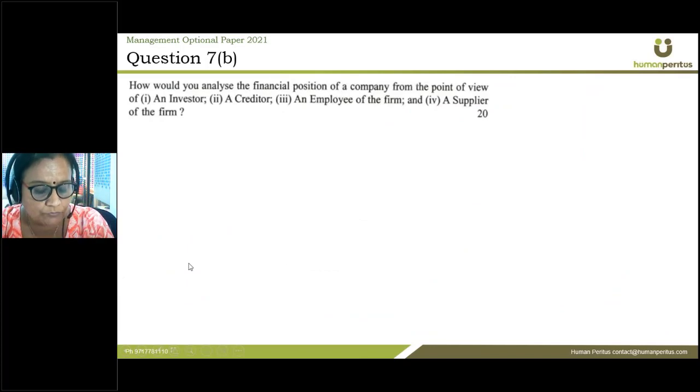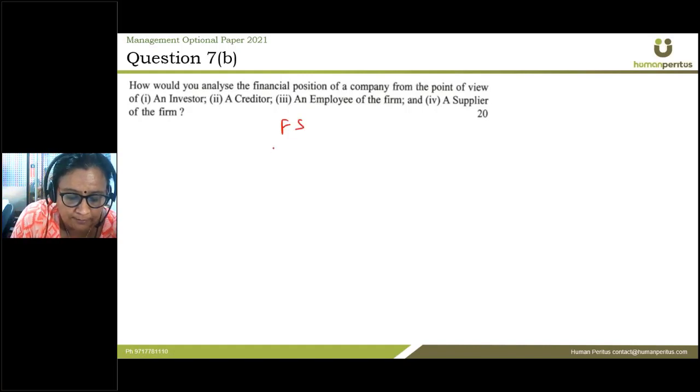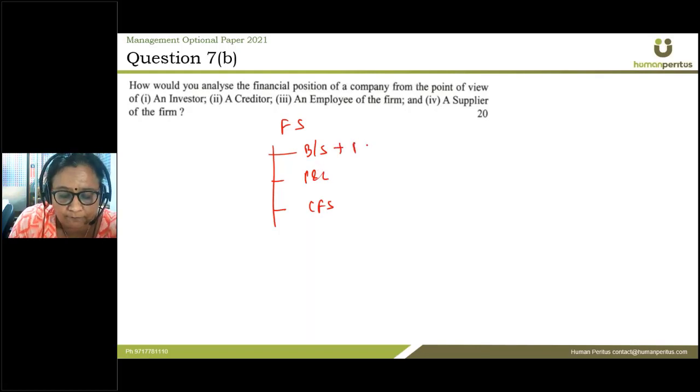Now the question is, how would you analyze the financial position of a company from the point of view of investor, creditor, an employee of the firm, a supplier of the firm? So basically this question is asking about the perspectives of different users of the financial statements. So in a company, if you're talking about financial statements, so what is included in a financial statement? Balance sheet, then we have P&L account, then we have cash flow statement. Along with balance sheet, we also have notes to accounts, as well as auditor's report.